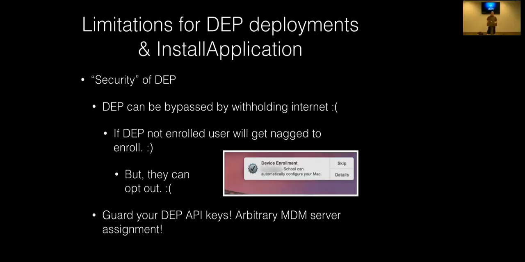Once you decrypt the DEP keys, and I'll talk about this more at the exchange, they're just normal OAuth 1 keys. So if someone gets a hold of those, essentially they could reassign your DEP devices to go to some other MDM server. It's kind of a problem. I don't think it's a huge security risk, but I just mentioned it. If you're doing open source development, just be wary of that.